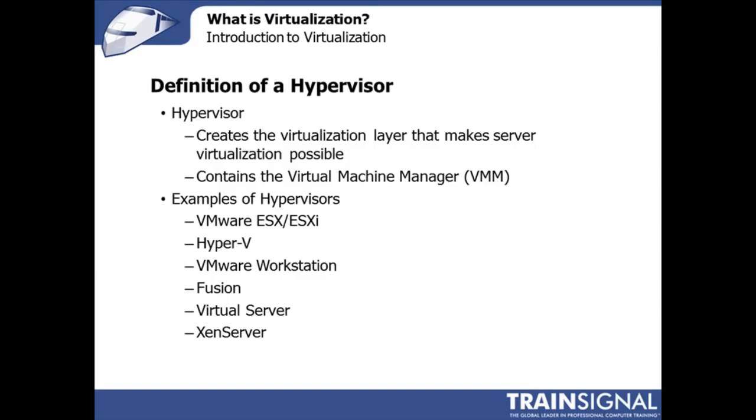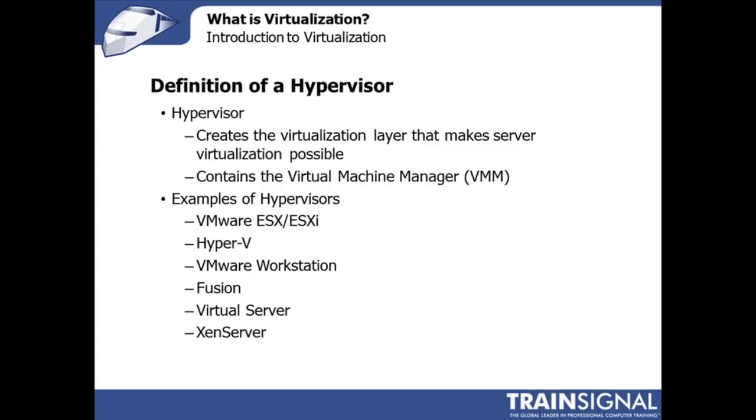Now let me give you a little bit more definition of what a hypervisor is. The hypervisor creates that virtualization layer, and it makes server virtualization possible. It contains what they call the Virtual Machine Manager, or the VMM. So the VMM's job is really to manage those multiple virtual machines that are running on the single virtual host. So again, multiple virtual machines on just one physical server, or one virtual host.